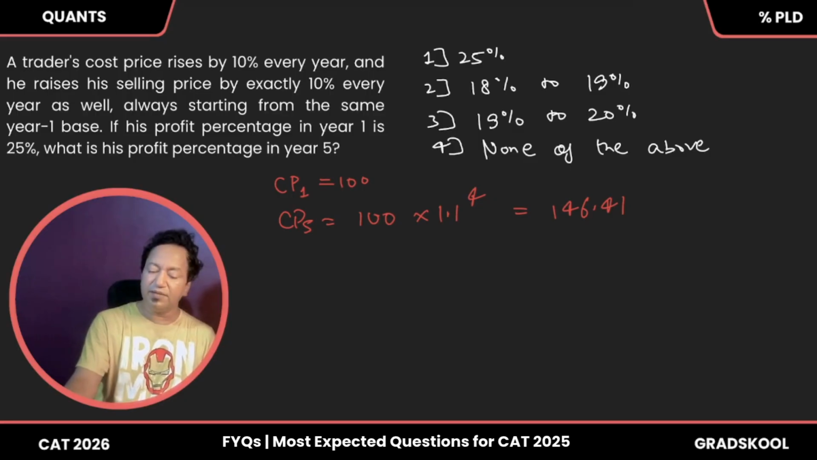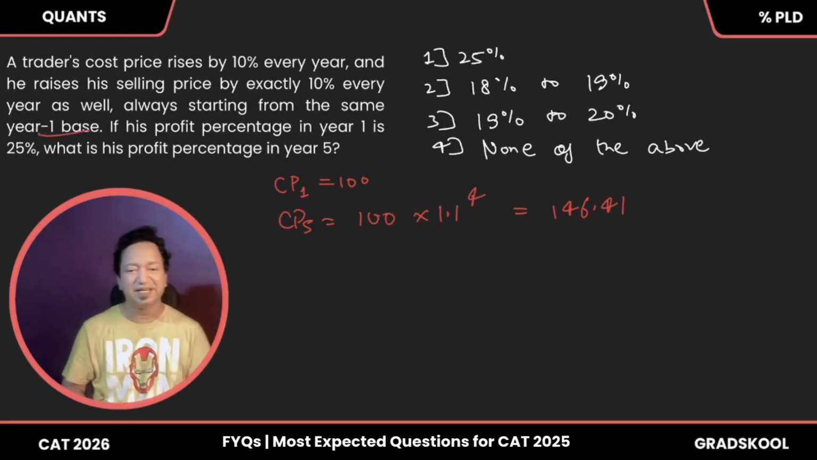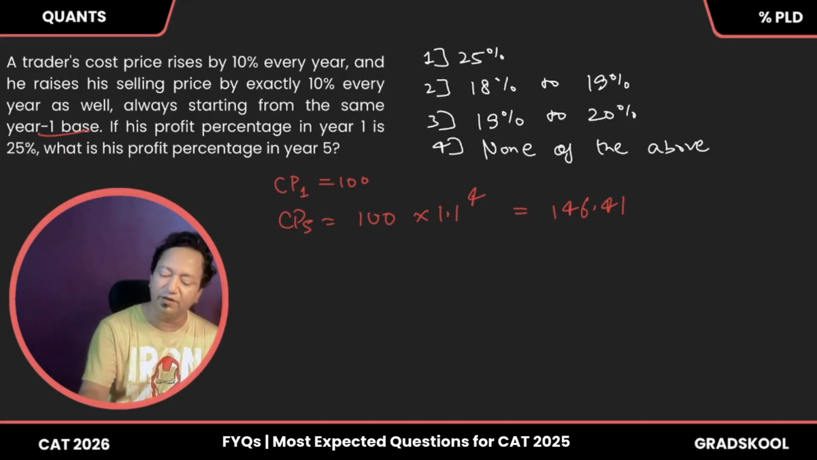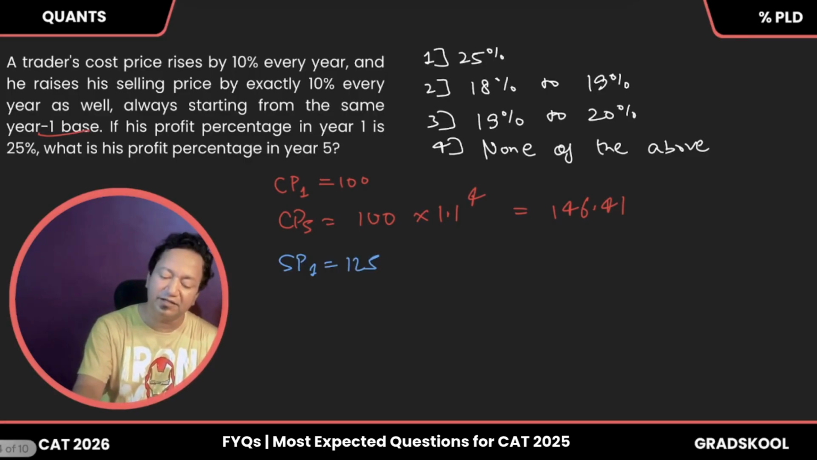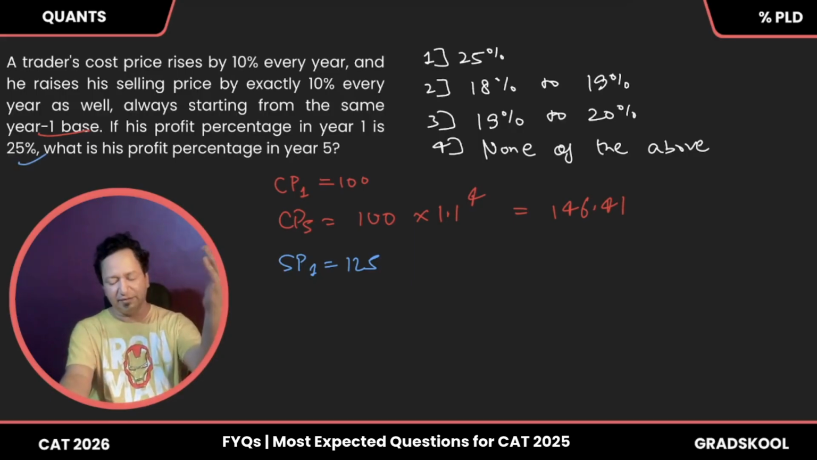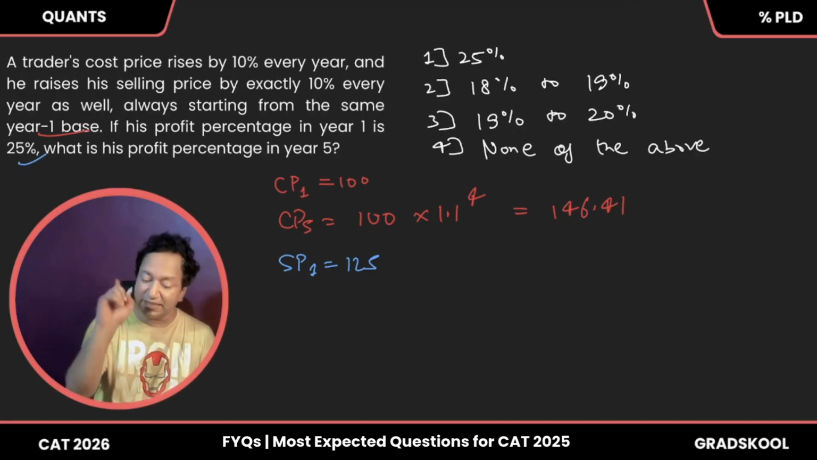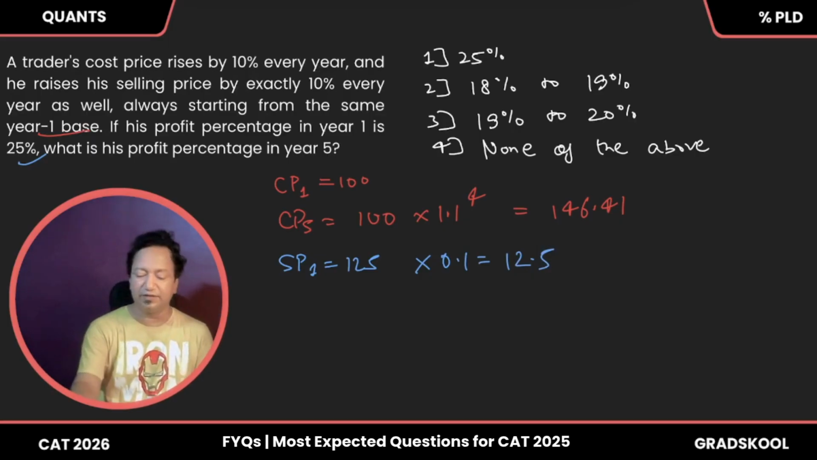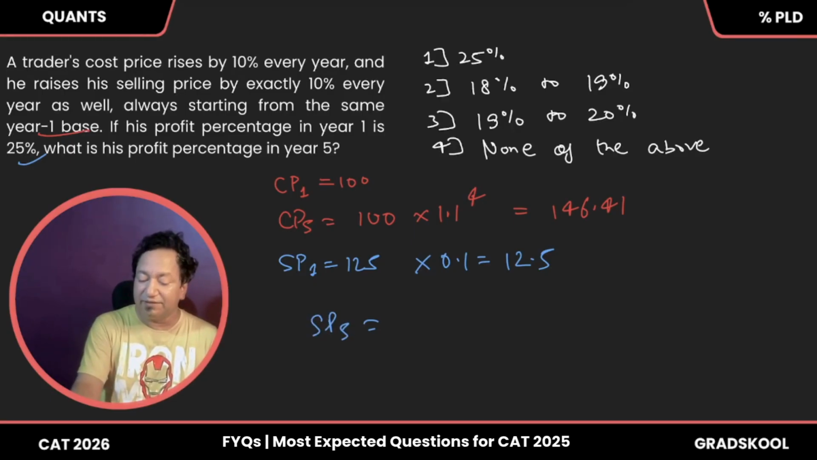Now the problem here is that selling price increases on the year one base. So it's not compounding. CP is compounding, but selling price is not compounding, and that is where most of you would be going wrong. So SP1 will be 125, because the profit in the first year was 25%. 25% of 100 is 25. So SP1 was 125. On this base, if it increases by 10% every year, 10% of 125 is 12.5. The increment will be 12.5 every year. So SP5, with a gap of 4 years, will be 125 plus 12.5 four times, which gives us 175.